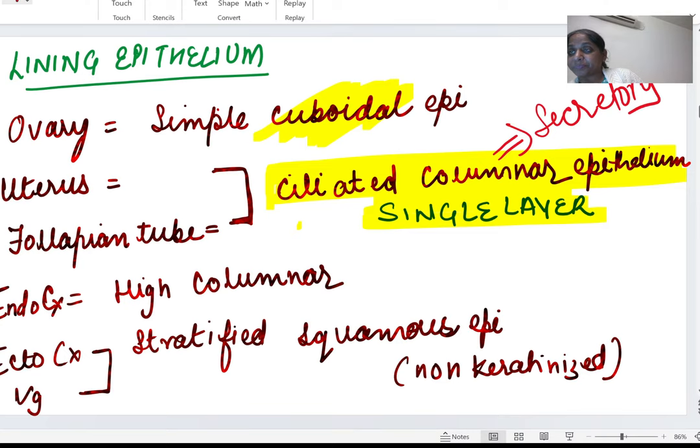Okay. What is the epithelium of the endocervix? Come on, everybody.